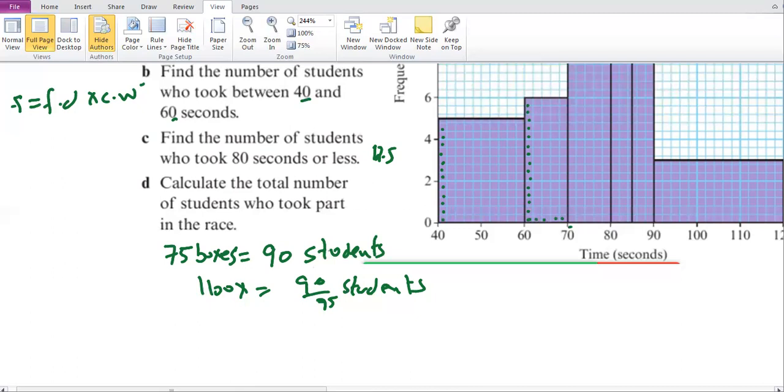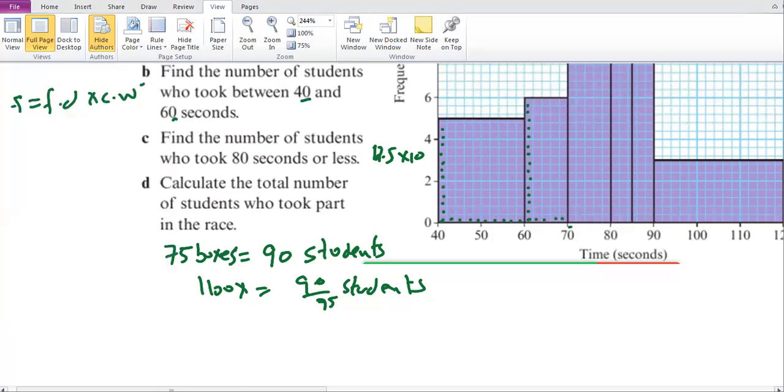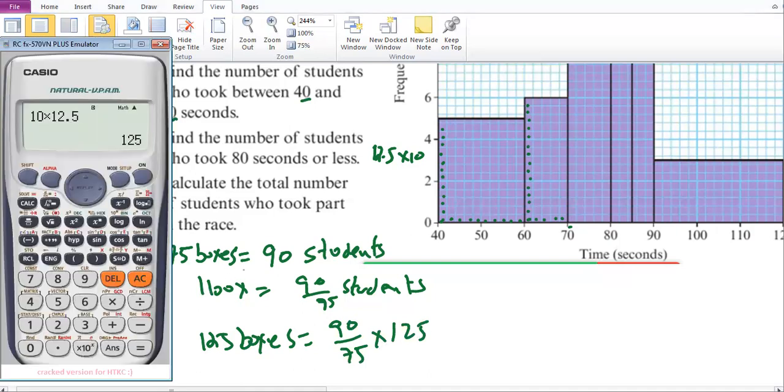Then on that side, how many boxes are there? 1, 2, 3, 4, 5, 6, 7, 8, 9, and 10. So 10 times 12.5. The total number of boxes on that side is 125. It means if one box represents 90 over 75 students, then 125 boxes will be 90 over 75 multiplied by 125. Calculate that. 90 divided by 75 multiplied by 125. So it represents 150 students.